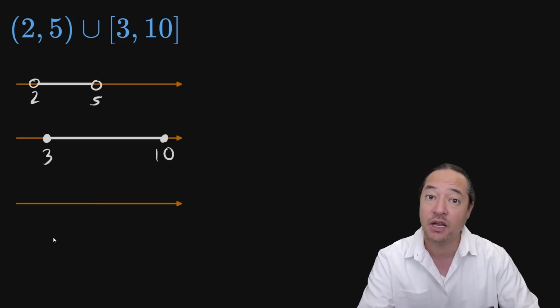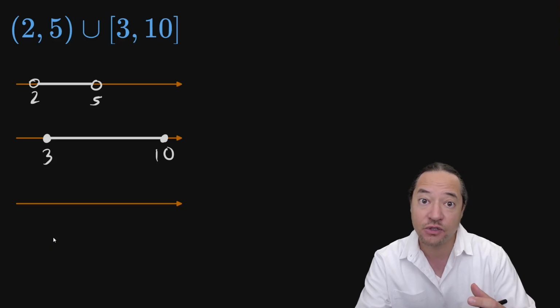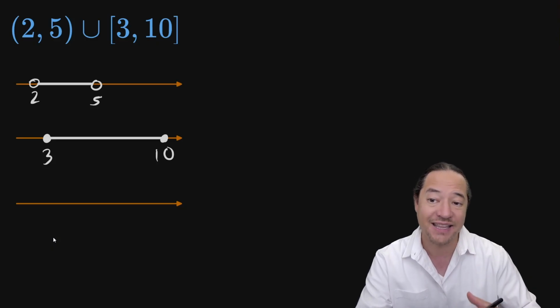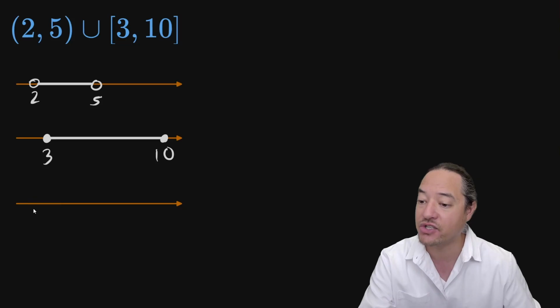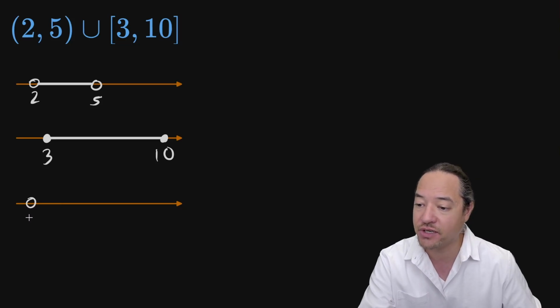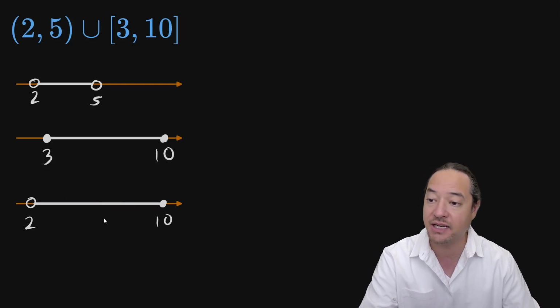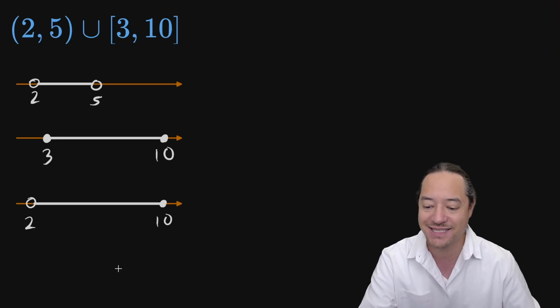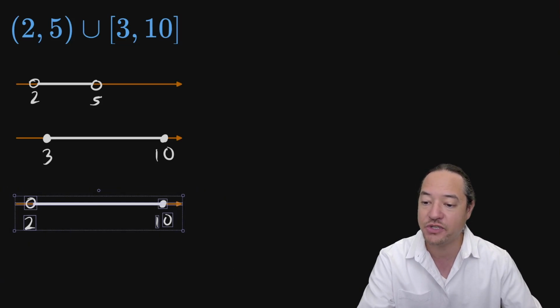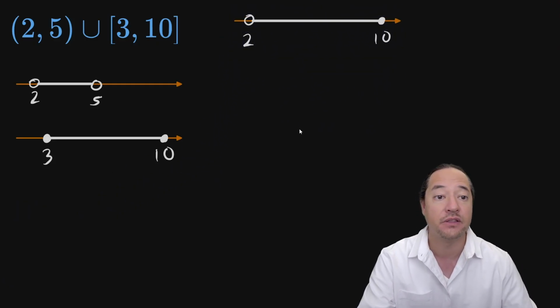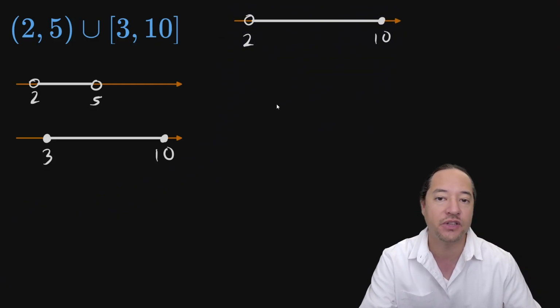That's going to be all of the points that are in the first interval or also in the second interval, right? So this is the logical OR operator. So we're going to start here with 2 and we're going to go up to 10 inclusive. And this represents then all of the points that are in either the first or the second interval. This is our representation then of the new set, the union of those two sets there.